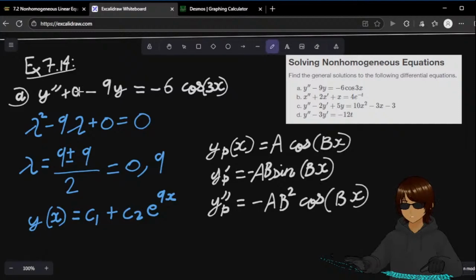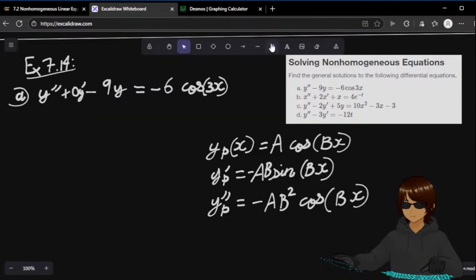Plus 0 y. This is wrong. So yp is this, the double derivative. Okay. Wait, lambda squared, it's lambda minus 9 is 0. So let's try to solve this.